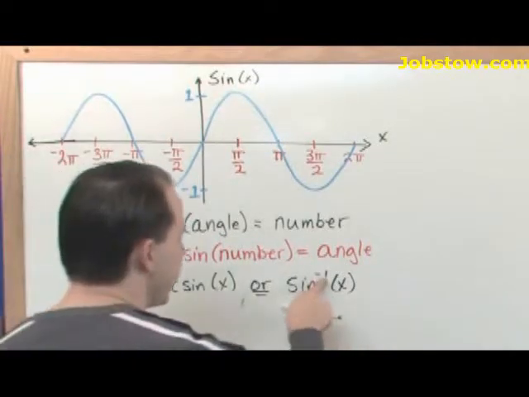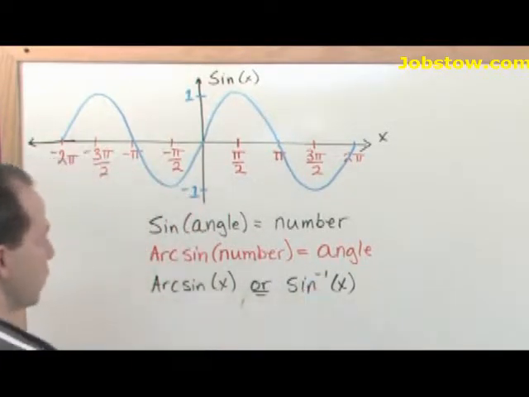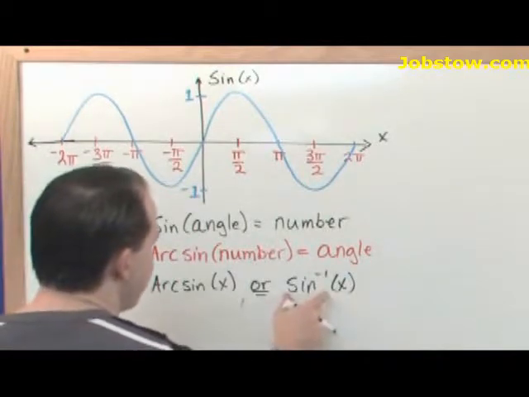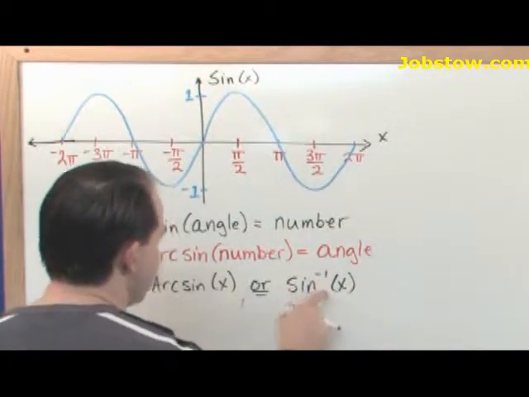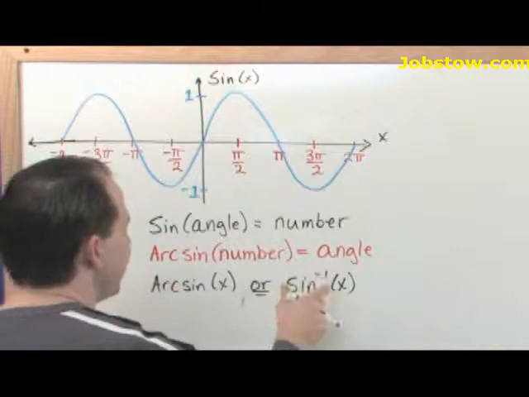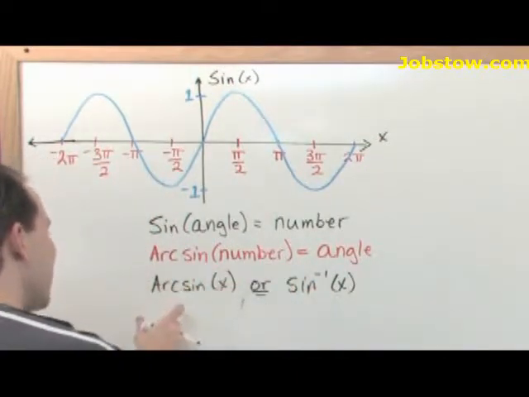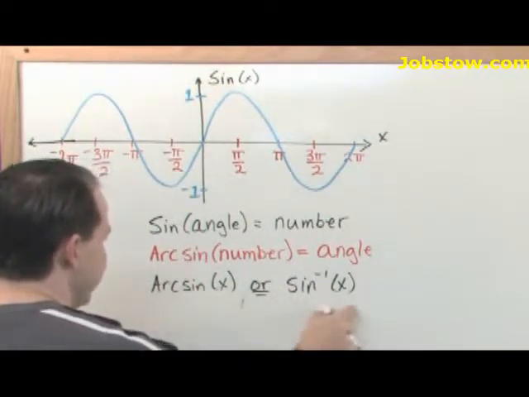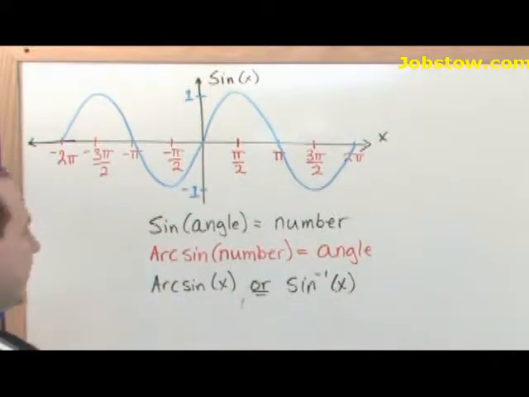And this negative 1, by the way, is not an exponent. This is not raised to a power. This is back in your algebra when you talked about function inverses. This negative 1 up here in the exponent means it's an inverse. So this arcsine, which is the same thing as this, just written with different notation, is literally the inverse of the sine function, okay?